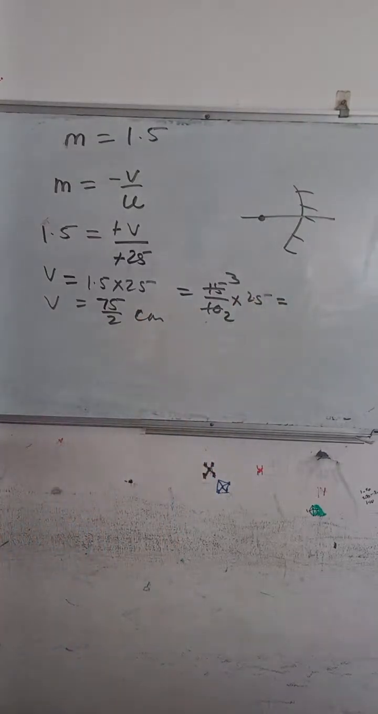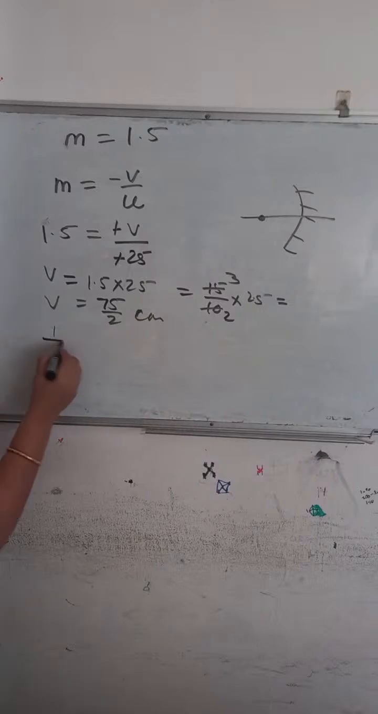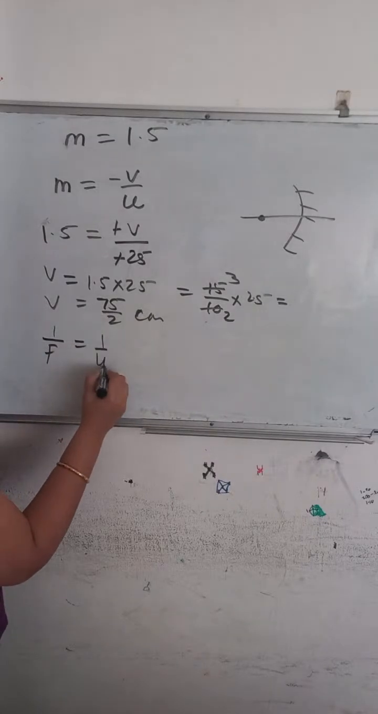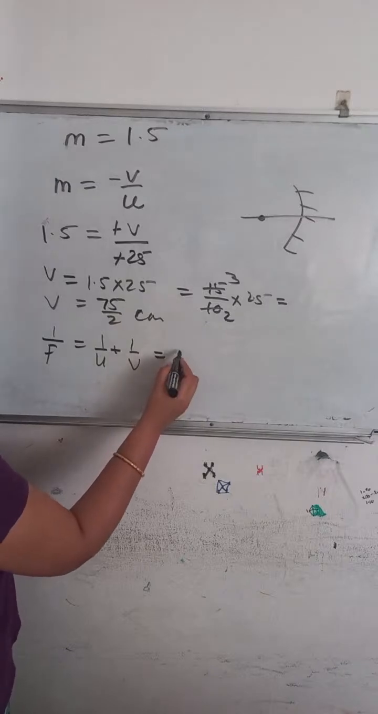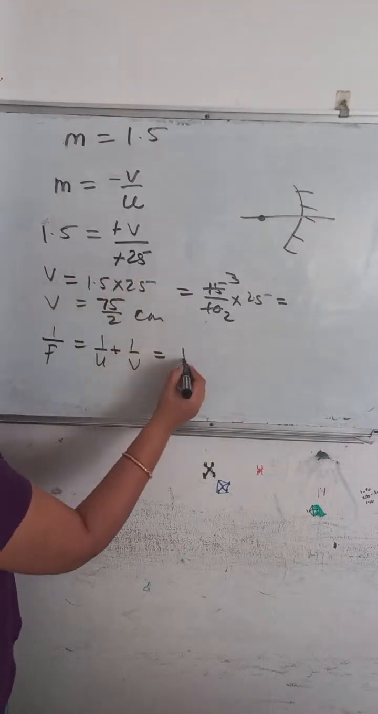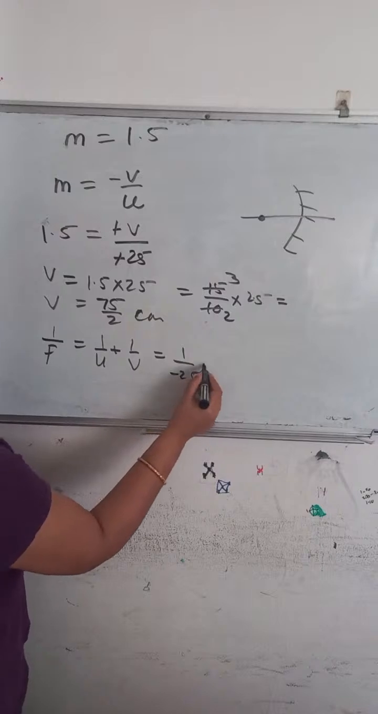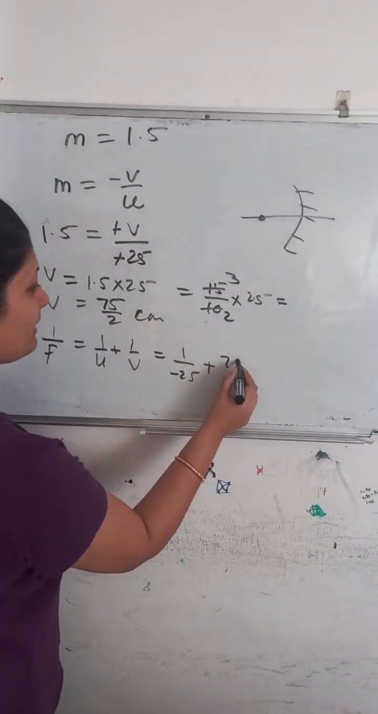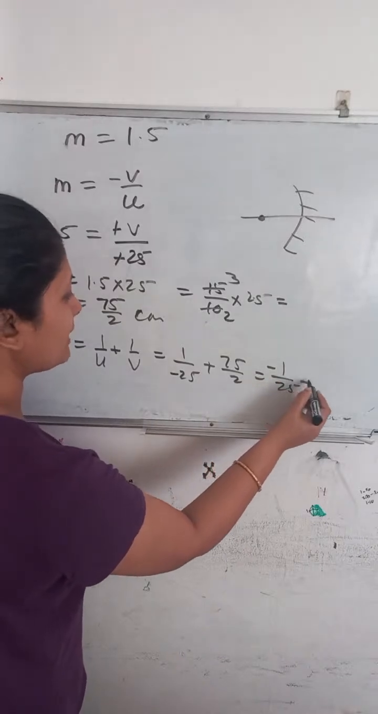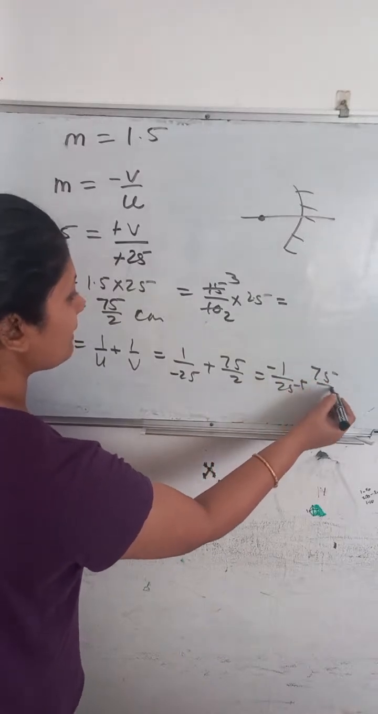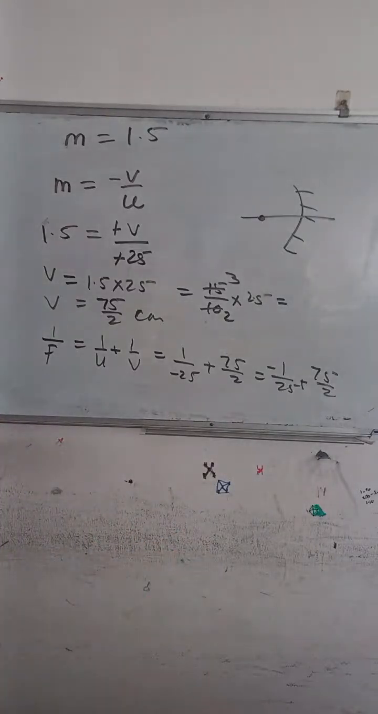Okay, so here they are asking the focal length. Focal length, in case of a mirror, 1 by F is equal to 1 by U plus 1 by V. So 1 by U I have minus 25, and V I got as 75 by 2. So minus 1 by 25 plus 2 by 75. Okay, do this calculation and check how much is the answer.